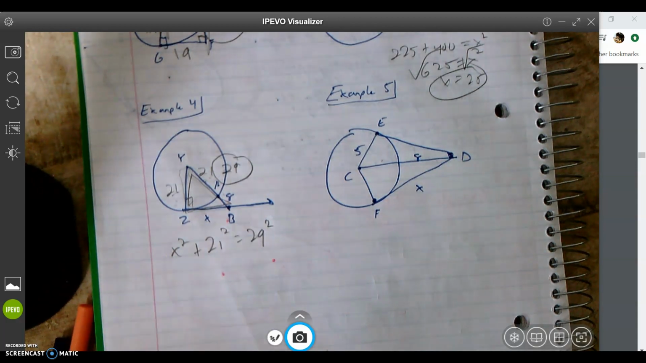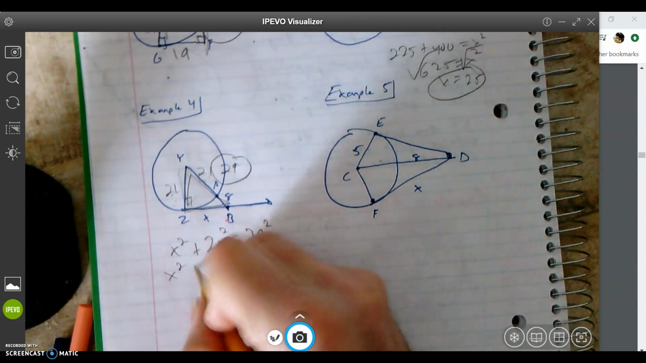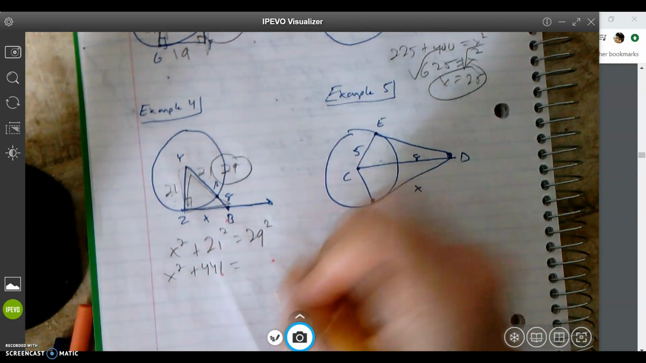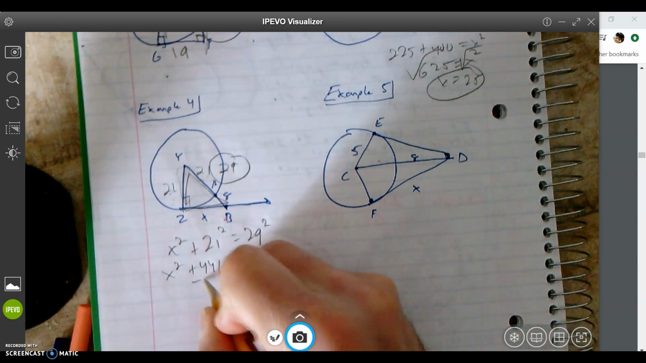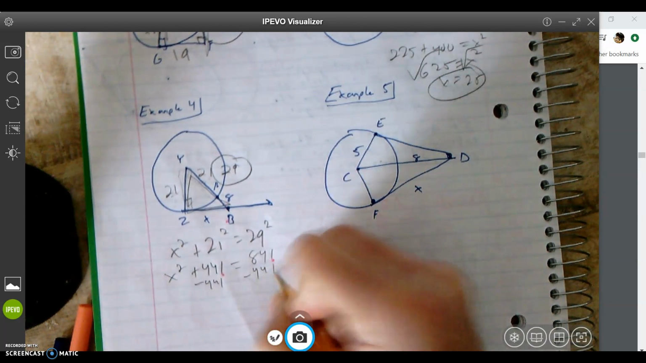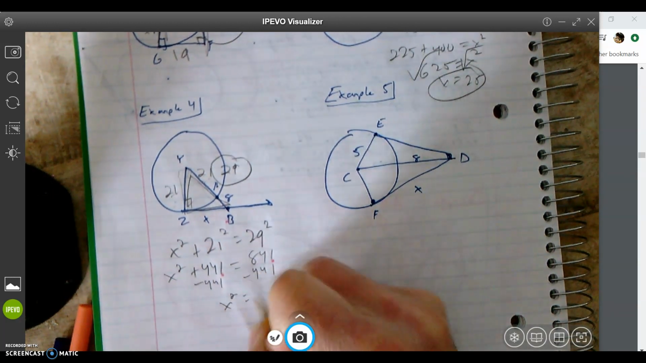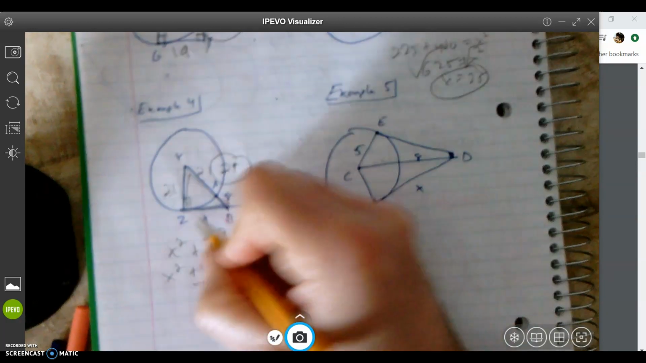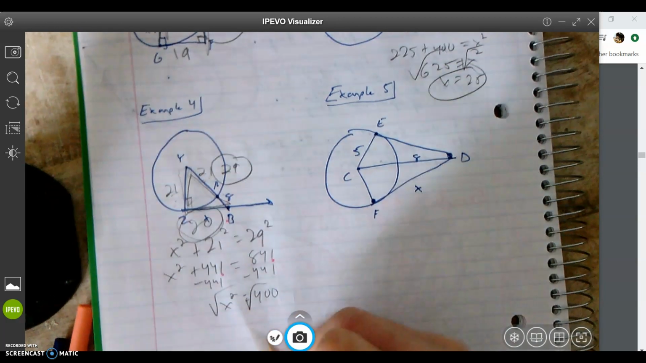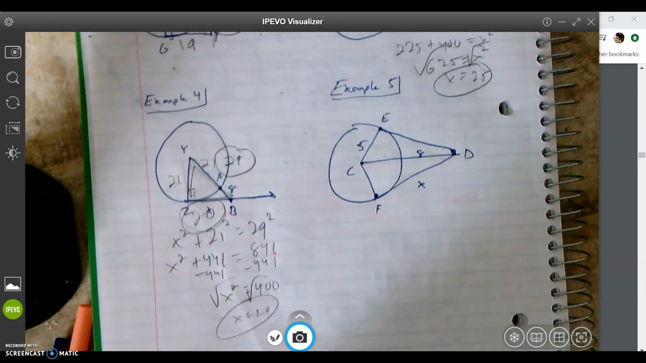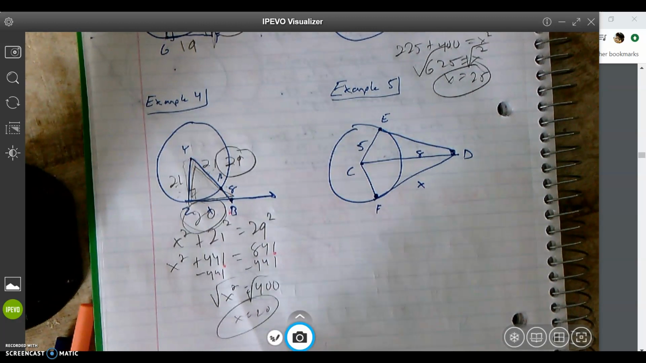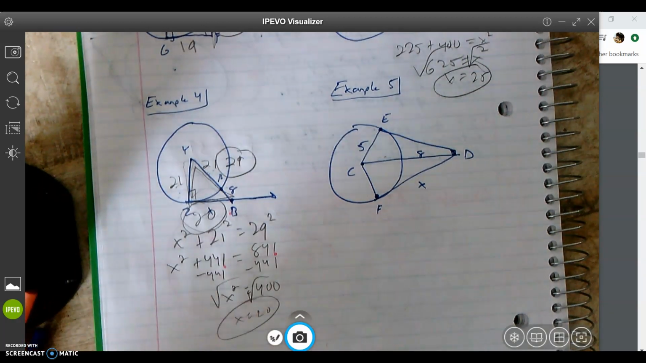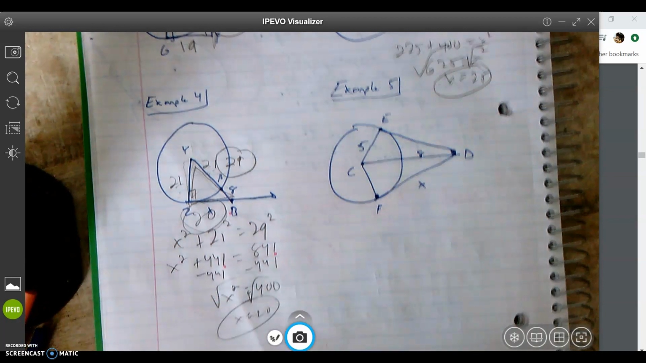21 squared is 441. So x squared plus 441 equals 29 squared, which is 841. Minus 441, minus 441. x squared is 400. Square root, you know what that is. That would be 20. So x equals 20. Got it. Questions? Don't forget to text me or email me with any questions, okay?